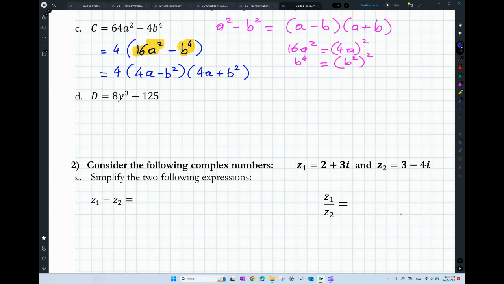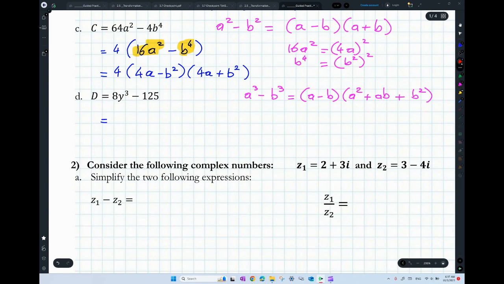For D, I recognize the difference of two cubes. That is, when I have a cube minus b cube, it is going to be equal to a minus b times a squared plus the product ab plus b squared. Remember, whenever you have a minus here, you have a plus right there.